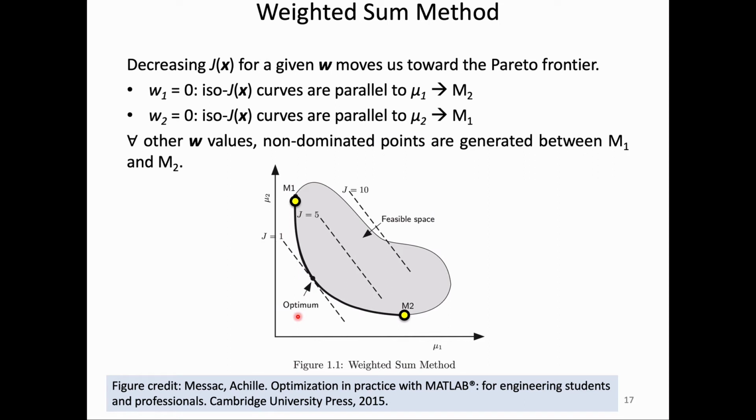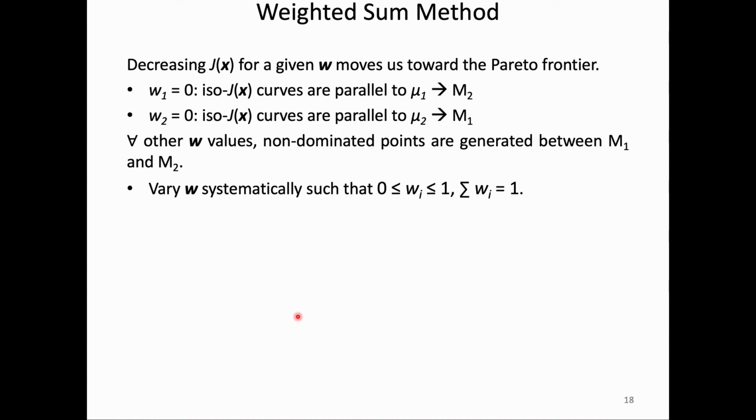All other values for the weights, besides setting the different weights to 0, are going to produce non-dominated points that are in between the anchor points M1 and M2. Let's think through what happens if we change the weights and change the slopes of these lines, and find out what point on the Pareto front a particular slope is going to produce. Here's one, here's another, and all of these are in between the extremes. The weightings that correspond to these slopes are in between the extremes of setting W1 equal to 0 and W2 equal to 0. We need to vary the weights systematically such that they vary between 0 and 1, and the sum is equal to 1. This can be done programmatically in a fairly straightforward way using things like for loops, or if you're in Matlab, there are other tricks that you can use to improve the computational efficiency.